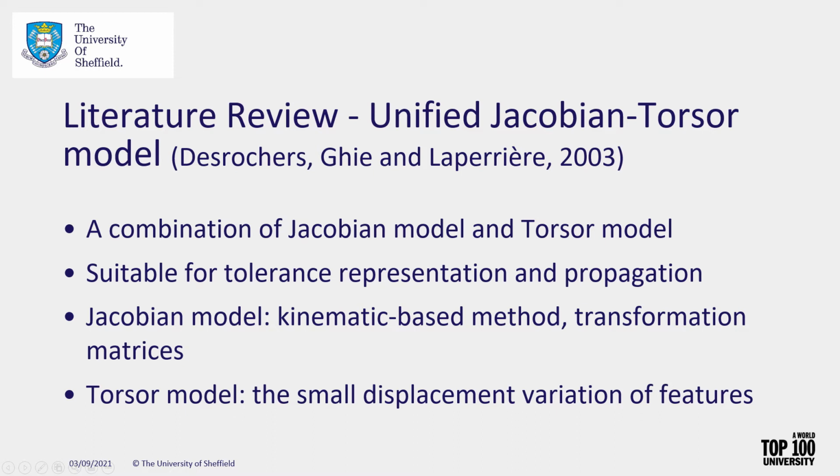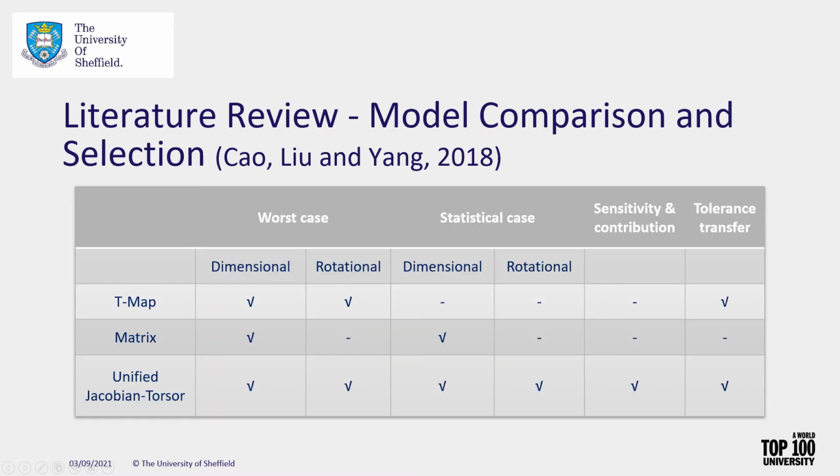The Jacobian model is a kinematic-based method which uses transformation matrices for open chains in robotics. The Torsor model describes the small displacement variation of features with constrained torsors, which define the extreme limits in the 3D tolerance zone. Here is a simple comparison between the unified Jacobian-Torsor model and the other common models for tolerance analysis.